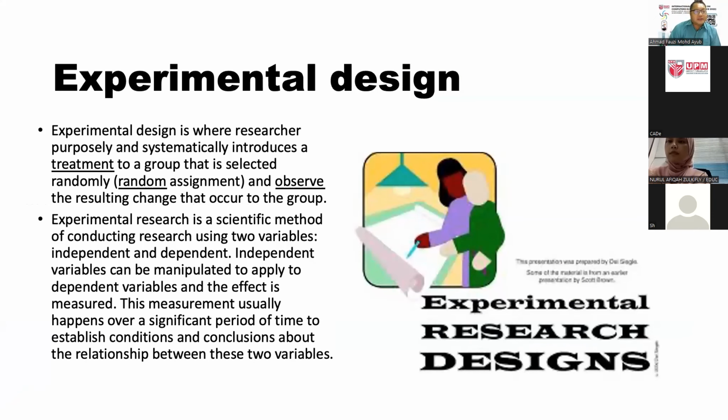This is another definition for the experimental design. Since this is in quantitative studies, the analysis that we are going to use for the experimental design is inferential statistics. Therefore, there needs to be a random assignment, so your data need to be random, and we observe the resulting change that occurred to the group.